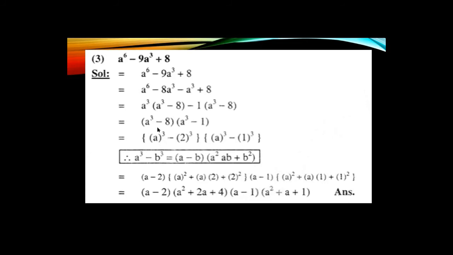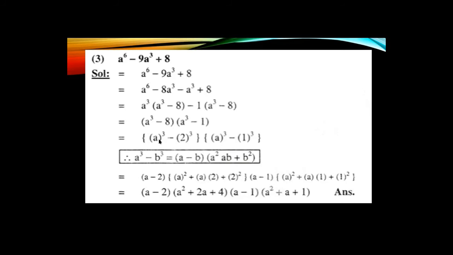Okay, now apply the cube formula here. So here a cube minus, what is the cube of 8? It's 2. It becomes a cube minus b cube. And in this, a cube minus 1, and 1 cube is 1. So we're going to use only the difference of two cubes formula, that is a cube minus b cube is equal to a minus b, a square plus ab plus b square.